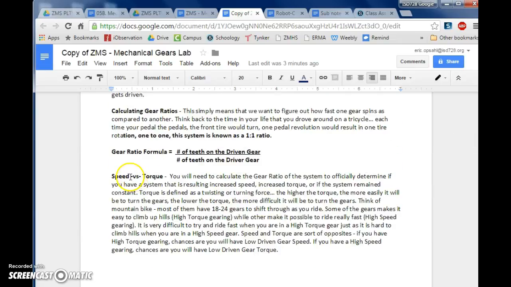If my speed increases, maybe 1 handle spin, or 1 driver spin, gives me 3 or 4 or 5 driven spins, I'm gaining speed. I'm actually going faster. Some of your bikes have a sprocket setup where I can pedal and go pretty fast. If I change my sprocket configuration, I can go slower. Maybe it takes 7 or 8 pedal spins to get just 1 wheel spin. So 7 or 8 pedal cranks, I get 1 tire rotation. Here I'm going to have a lot more power, a lot more torque. Torque is a twisting, turning force. So you're going to have a high speed system or a high torque system.